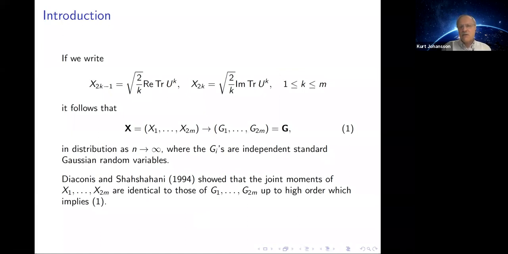So this result is often attributed to Diaconis and Shahshahani, who proved this without knowing about the strong Szego limit theorem in 1994 by a completely different method. What Diaconis and Shahshahani proved was that the joint moments of these real and imaginary parts of the traces are equal to the corresponding moments of the Gaussians up to a very high order. I haven't written the precise statement here. Of course they cannot be all equal, because then they would be Gaussian, but up to a very high order they are equal. And from this, you can also deduce this result here.